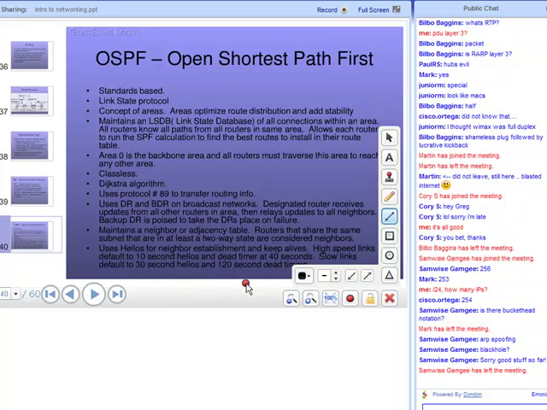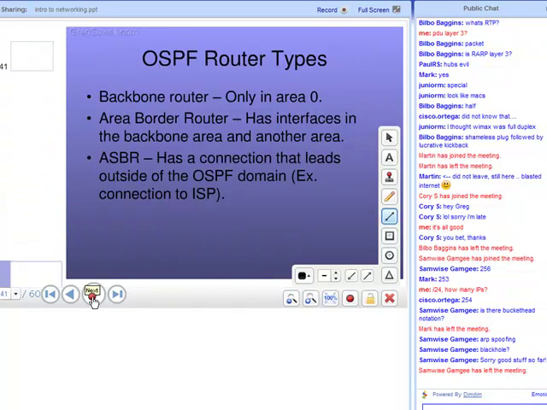You've also got hello timers and dead timers. They communicate periodically, by default every 10 seconds on your high-speed links, your Ethernet networks, with a dead timer of 40 seconds. If you don't get a hello within 40 seconds, that peer is considered dead and it's going to drop that link. Slower links like your T1s or serial interfaces are going to be 30 and 120.